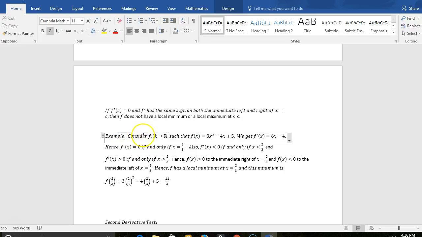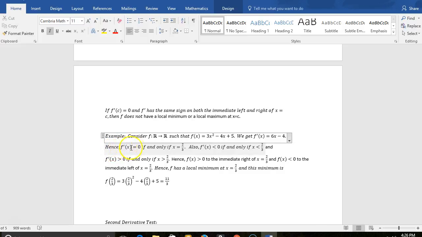Example, consider the function from the reals to the reals such that f of x equals this polynomial right here. We get f prime of x equals 6x minus 4. Just doing the first derivative, power rule. Keep in mind, guys, by algebra 2, the 3 in front here is positive. The lead coefficient is positive. This is going to be a right side up parabola by algebra 2. So we're going to have a minimum. We're not going to have a maximum.